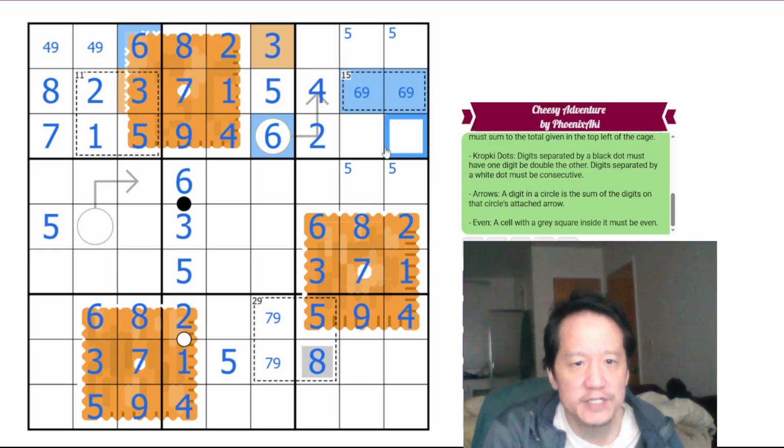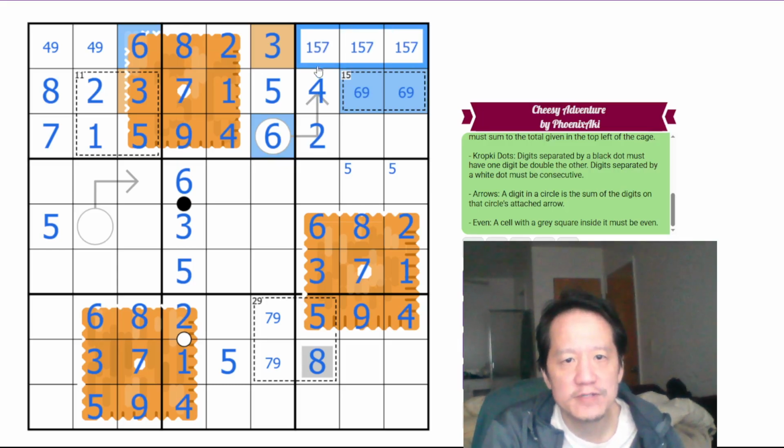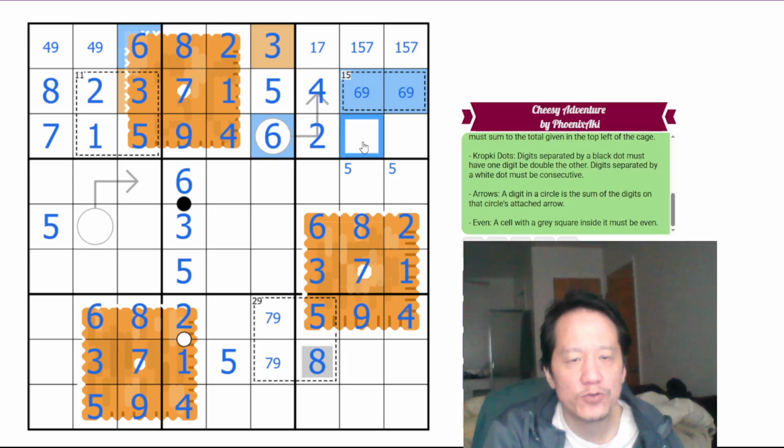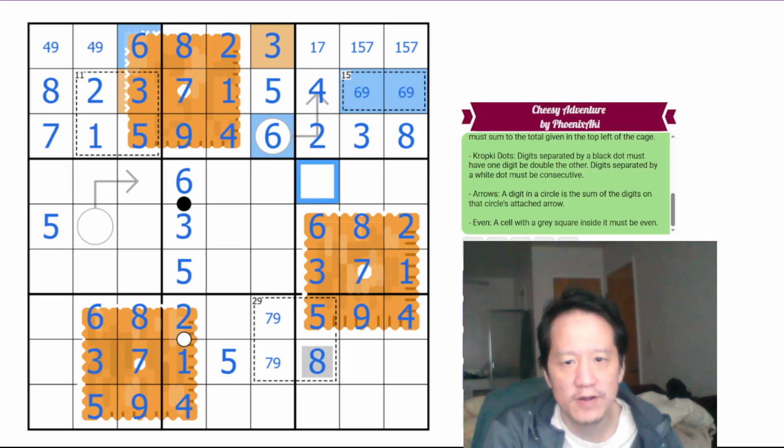The remaining digits in row 1 are 1, 5, and 7, but this can't be 5. The remaining digits in row 3 are 3 and 8. But this can't be 8 here, so this must be a 3, and this must be an 8. The remaining digits in this box are 4, 5, and 9. But this can't be 4 or 5. Therefore, this is 9, which makes this a 4, 5 pair.